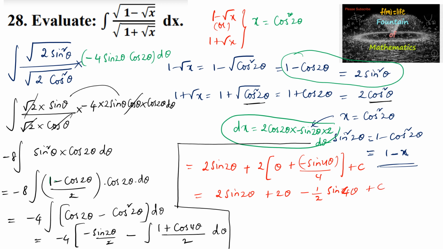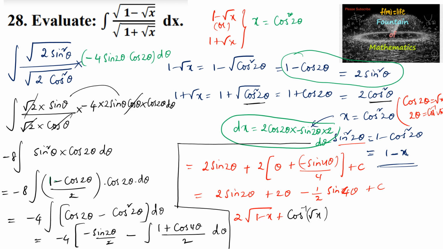And we know that sine square 2 theta is equal to 1 minus x, so we can write 2 times root of 1 minus x plus 2 into theta. When x is equal to cos square 2 theta, or cos 2 theta is equal to root x, or 2 theta is equal to cos inverse of root x, or theta is equal to cos inverse root x upon 2. So we can write 2 theta is equal to cos inverse root x.